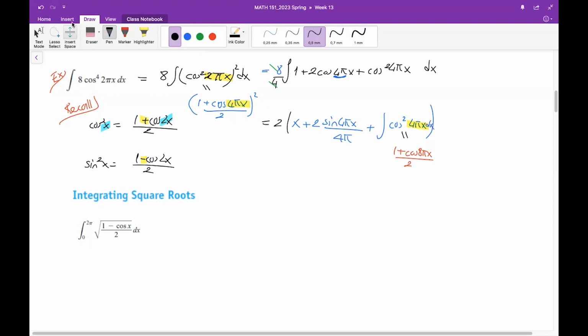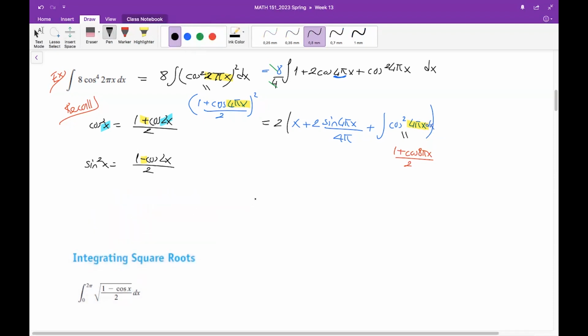Don't forget to put the x's. Okay, what we have here is 2 times x plus 2 times sine 4 pi x over 4 pi. Plus 1 over 2 goes out. And then this 2, maybe I should also change the color. 1 over 2, integral of 1 with respect to x is x plus integration of this.